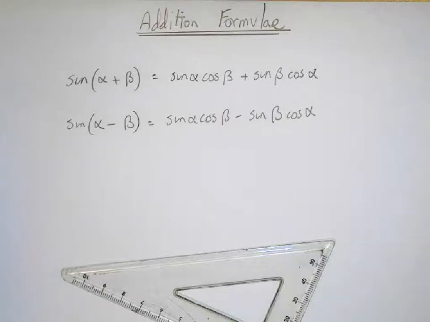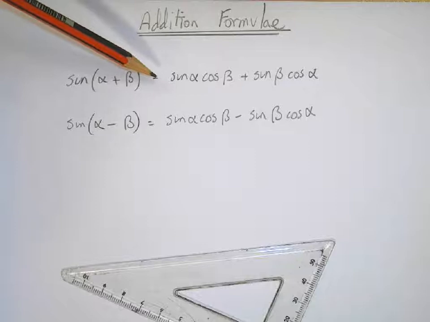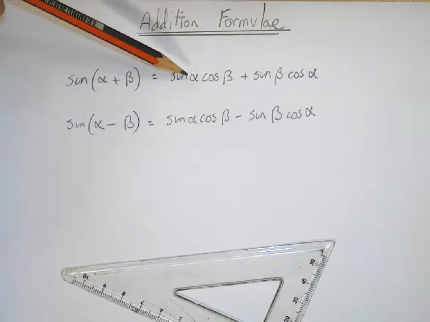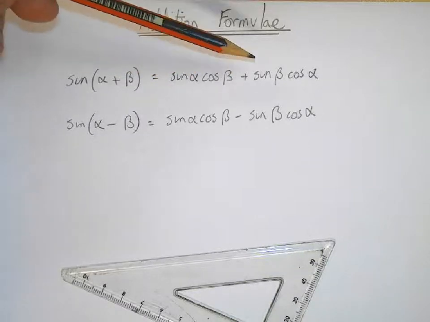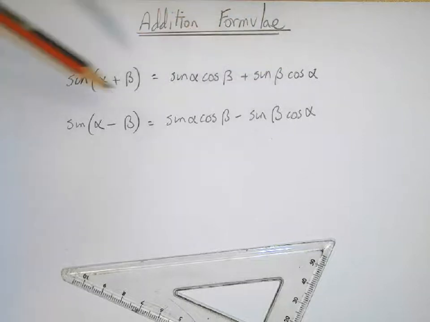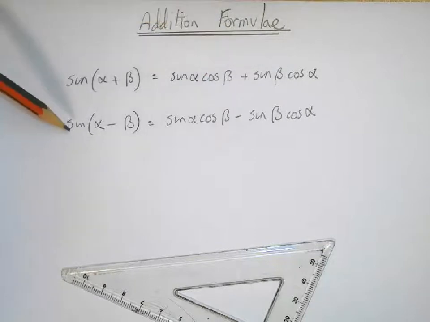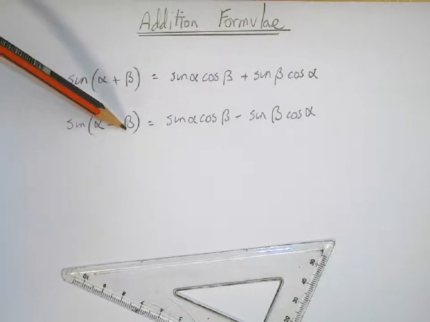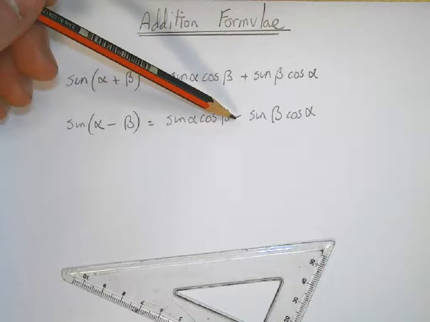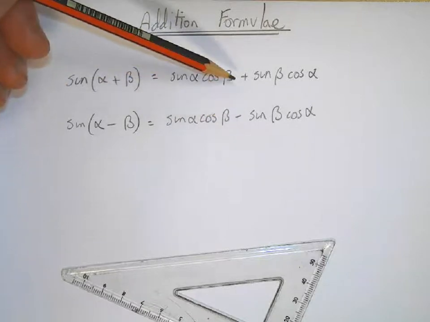The aim of this tutorial is to show you how to use the addition formula. We're going to start off with these two addition formulas: sine(alpha plus beta) can be expanded to sine alpha cos beta plus sine beta cos alpha. So it's another way of writing this. And also with a negative between the alpha and the beta, it's exactly the same, except you notice that this is a negative here, whereas this was a positive.